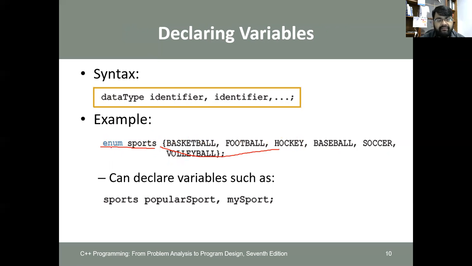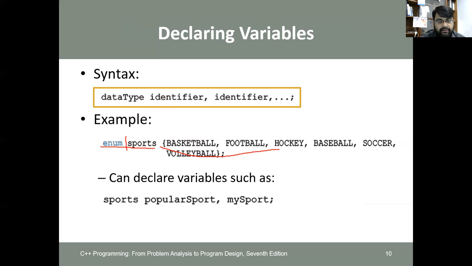The way we declare a variable of data type enum would be sports, space, whatever identifier you want to give it. Just like you write int and give it a name like ABC or temp, the same thing we're going to do here as well. In this case, instead of int, we actually write sports.